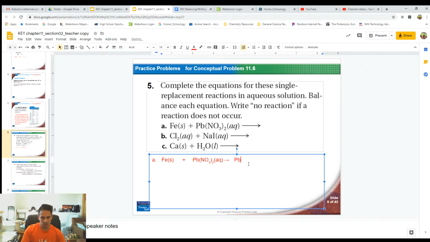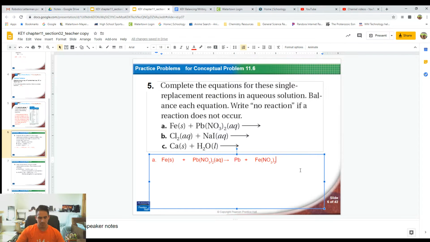So if it does, lead will be by itself, and iron will be paired up with nitrate. Now, we don't know what the charge on the iron will be because iron can be +2 or +3. It is a transition metal. It makes more than one charge. But based on this over here, this was lead +2. So it's likely that the iron will be +2. Okay, so we're just going to say that this is going to make iron 2 nitrate just because the lead was lead 2. Okay, and then in terms of balancing, we don't need to balance anything because it's already balanced out.